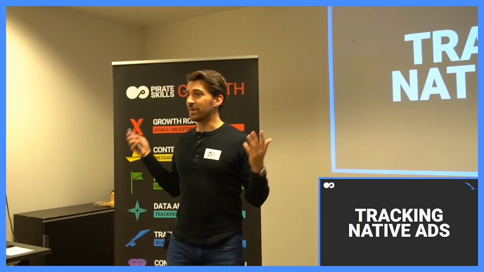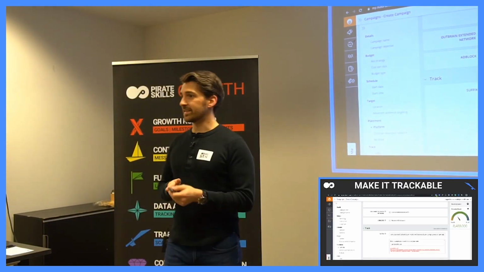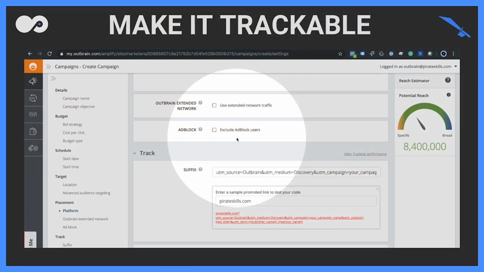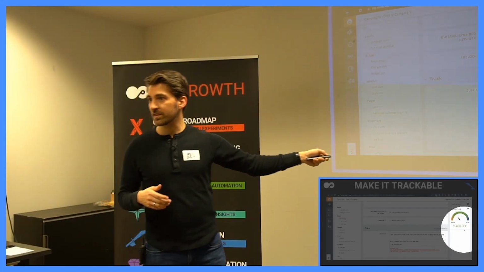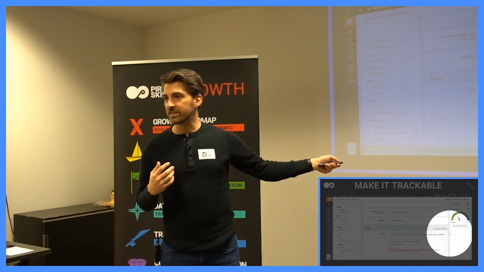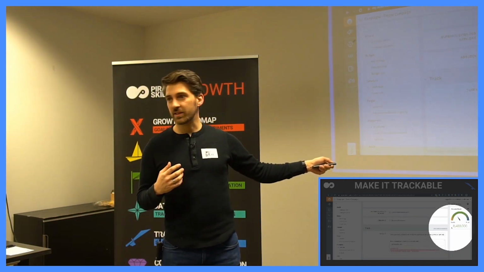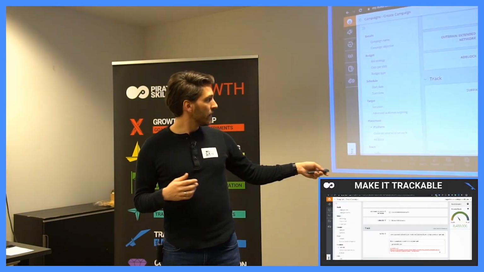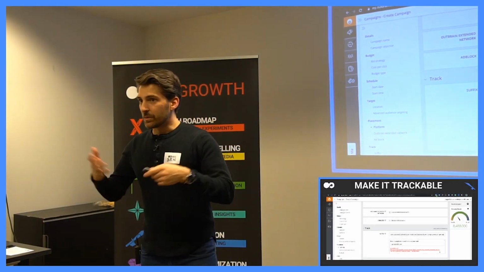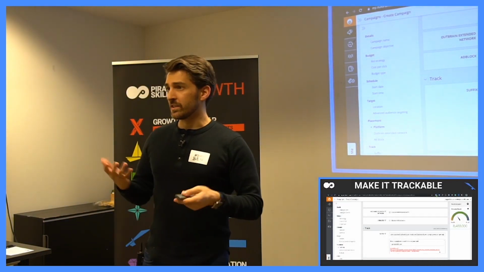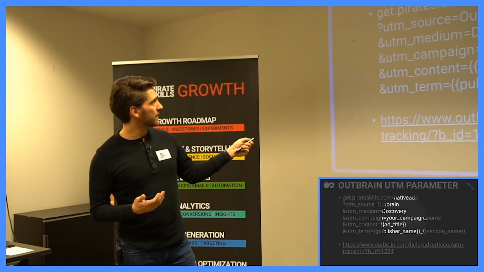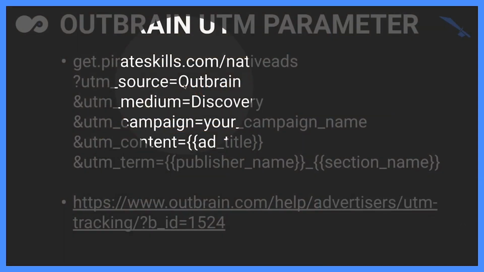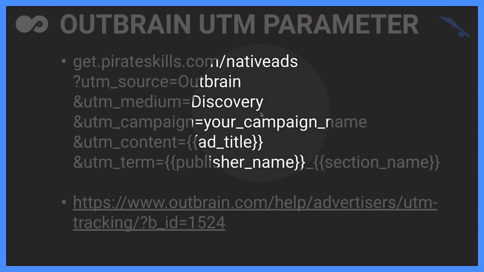How do I track my native ads? So I already said that when you set up the campaign, you can do some magic URL stuff in here. Those are called UTM parameters that you can use to tell Google Analytics where people are coming from. There is a recommended way to do it, and you can just copy paste my code. It's just this here. UTM source Outbrain, UTM medium discovery.